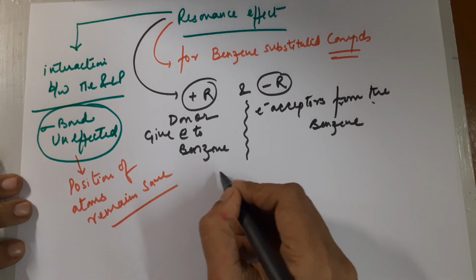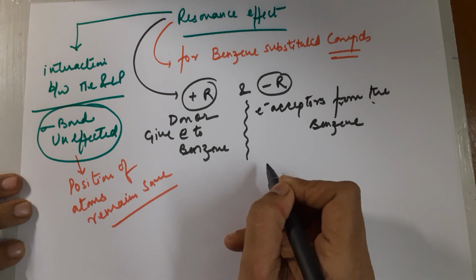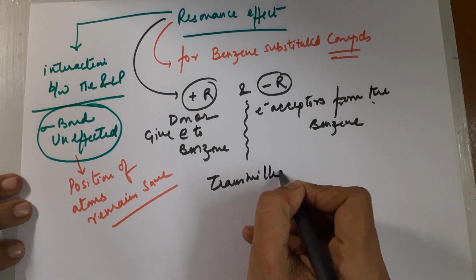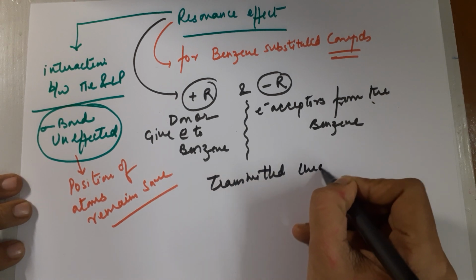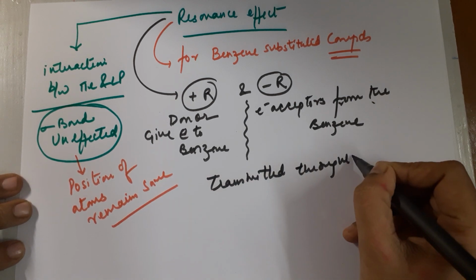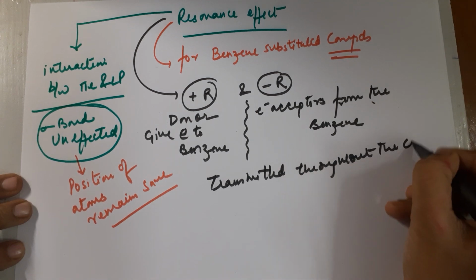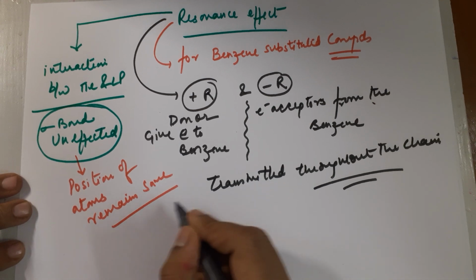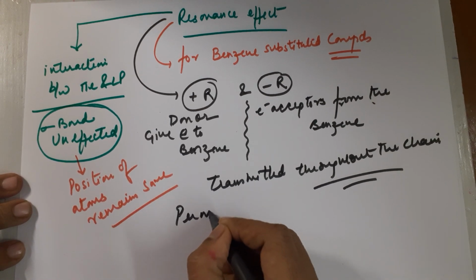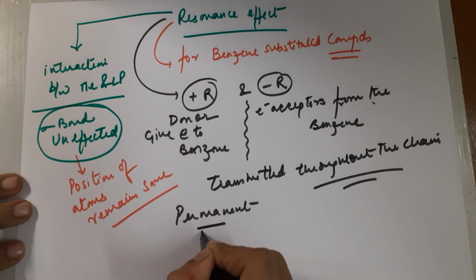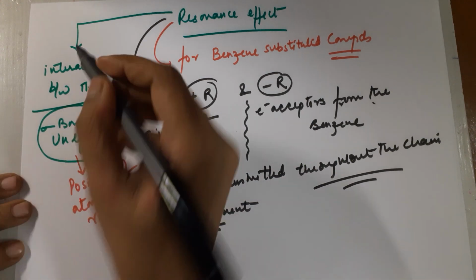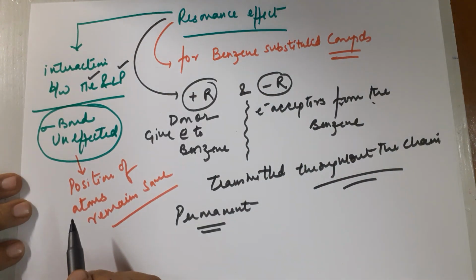Now, this interaction is also transmitted throughout the chain. It does not remain localized, it is delocalized. On top of it, this effect is permanent. It is not reagent dependent like your electromeric effect. This is permanent and it is applicable only for your pi electrons and lone pairs.